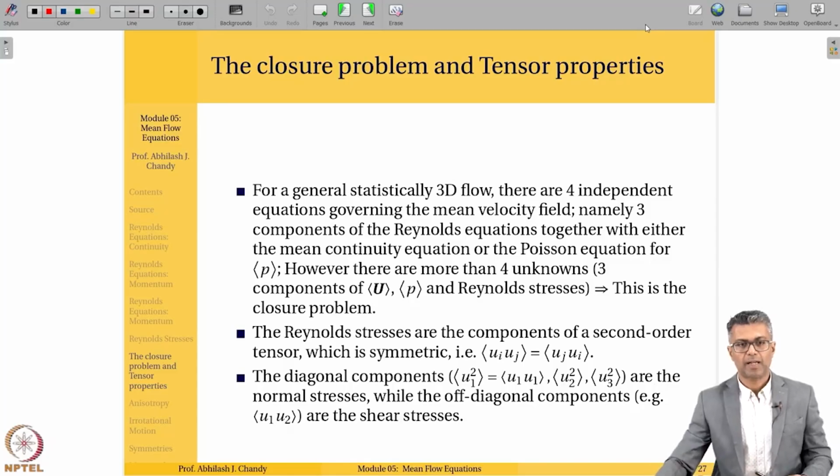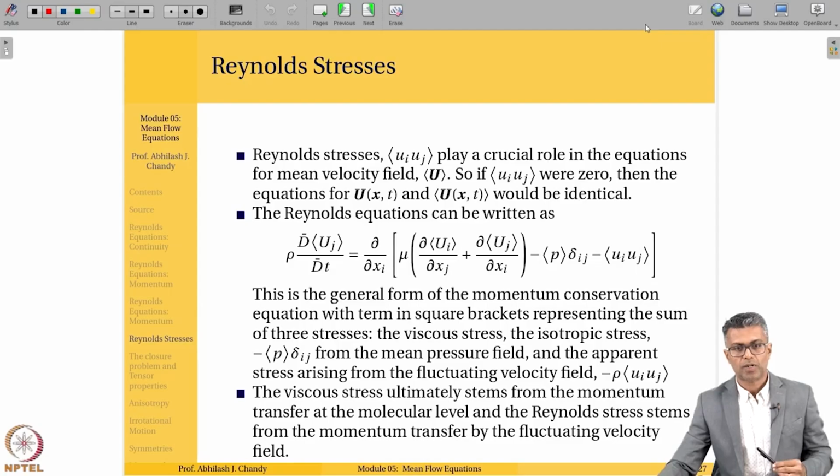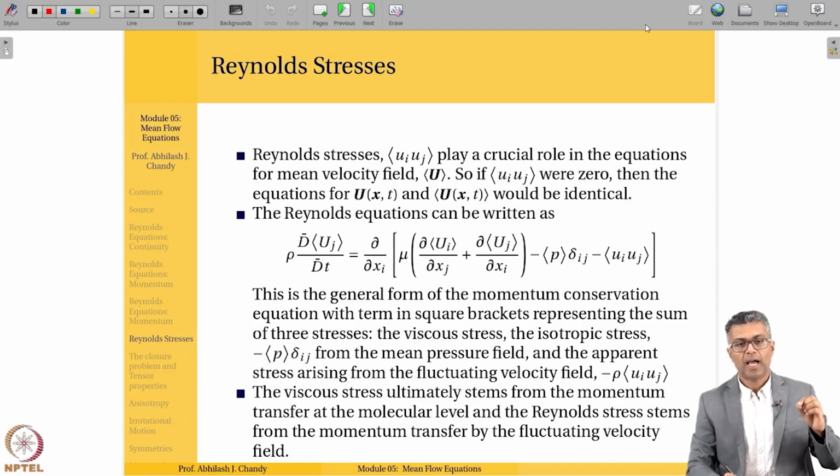Hello everyone. So we are going to be talking about the closure problem and other tensor properties in today's class. If you remember, last class we were dealing with the Reynolds stresses. The Reynolds stress comes about when you average your Navier-Stokes equations. You use the Reynolds decomposition and average out the Navier-Stokes equations.